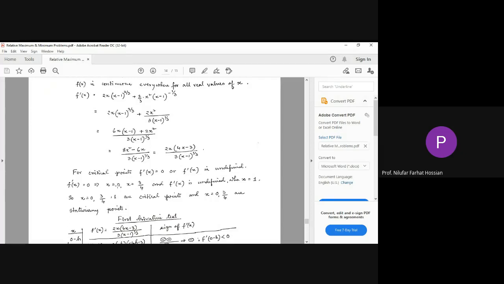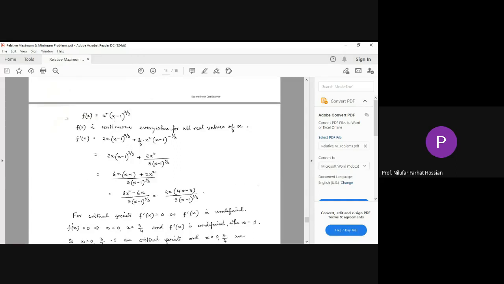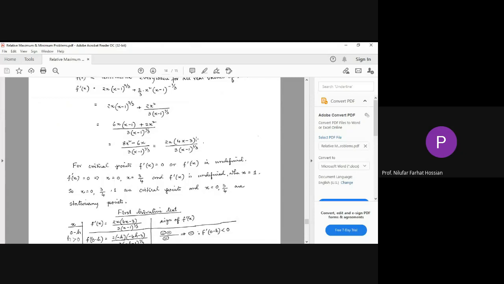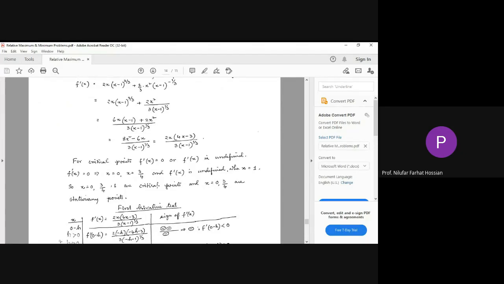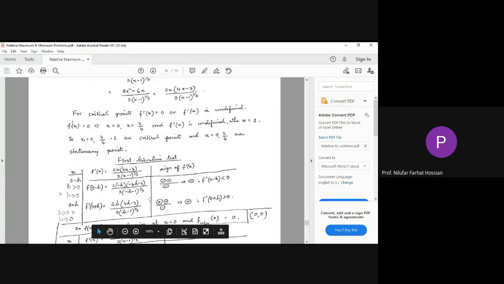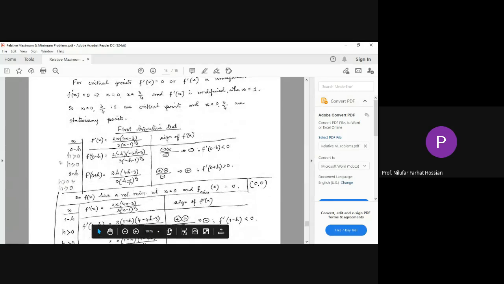Yes, x equal to 0 and x equal to 3 by 4. These two are the critical points, also stationary, and it is undefined when x equal to 1. x equal to 1 will be another critical point because at x equal to 1, the original function was continuous. So x equal to 1 can be the third critical point. So in total, there are 3 points which are critical: x equal to 0, 3 by 4, and 1. So here also I have done all the tests with first derivative test. So at first x equal to 0.